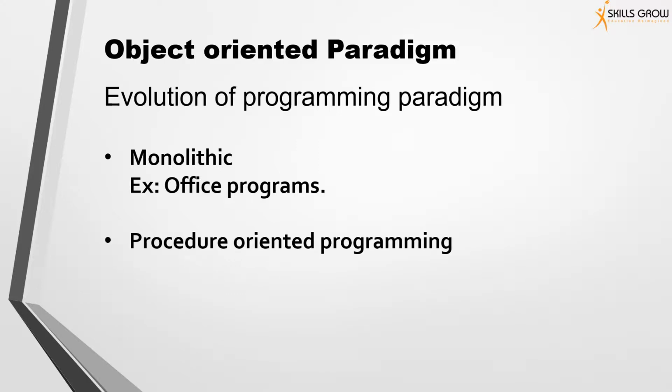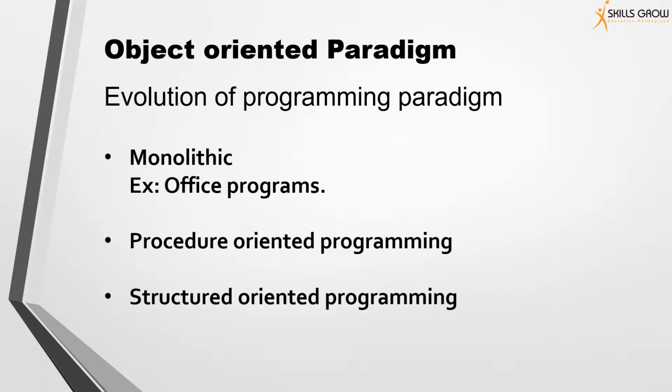The next form of programming evolved as procedural programming. This type of programming is to break down a programming task into a collection of variables, data structures, and subroutines. The programming further evolved as structured-oriented programming. Structured programming is a subset of procedural programming that enforces a logical structure on the program being written to make it more efficient and easier to understand.